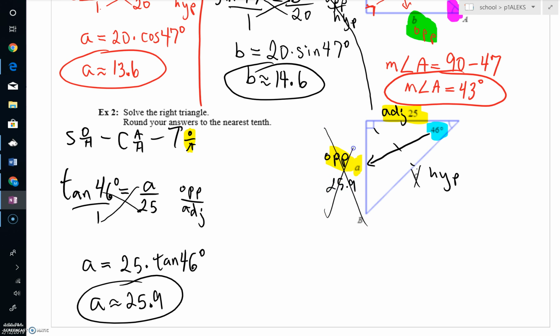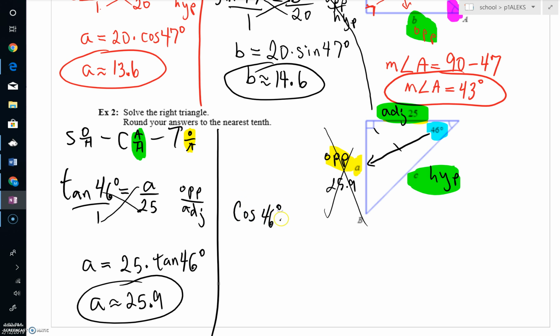But imagine that you're just ignoring that now, because now you have to find your other side. Your other side that's unknown is C, and you're given this other side of 25. So you want to focus on those two, the unknown part and the given part. And that's your A and your H. And hopefully you can find A and H in the middle. That's cosine. So I'm going to say cosine, again, of 46 degrees. Adjacent is 25. And your hypotenuse would be C.